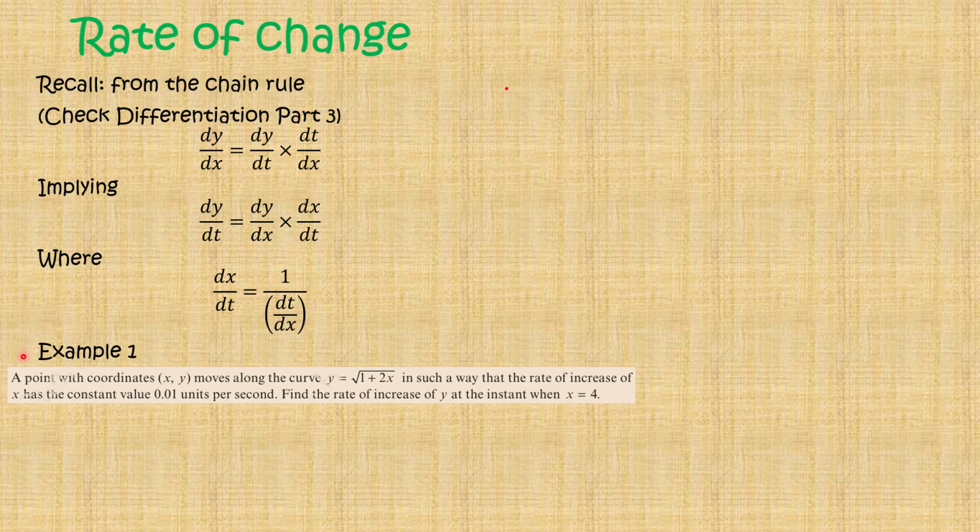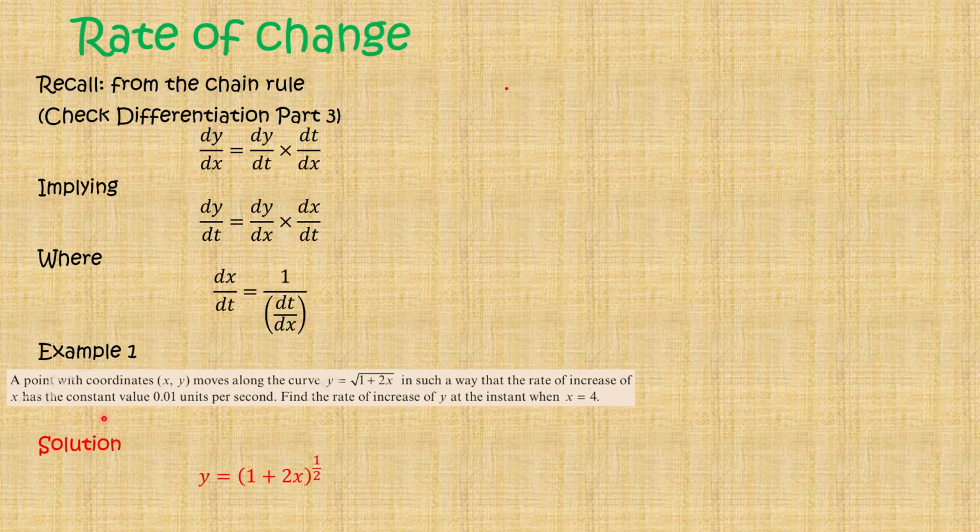A point with coordinates (x, y) moves along the curve y is equal to the square root of 1 plus 2x in such a way that the rate of increase of x has the constant value 0.01 units per second. Find the rate of increase of y at the instant when x is equal to 4.